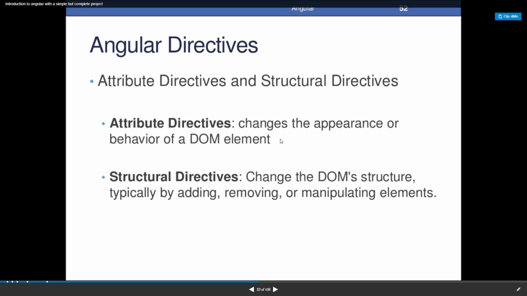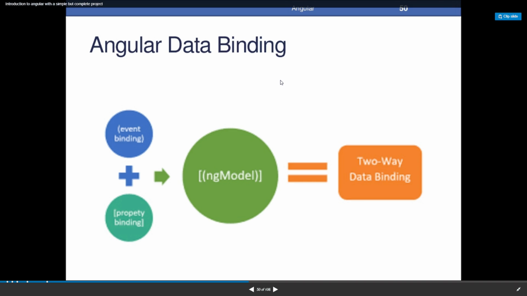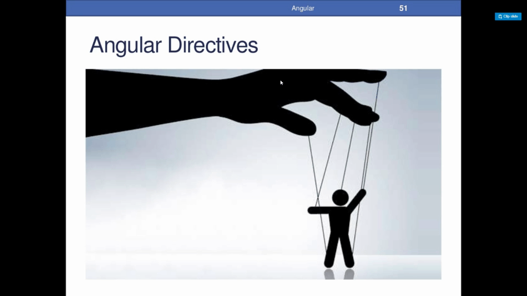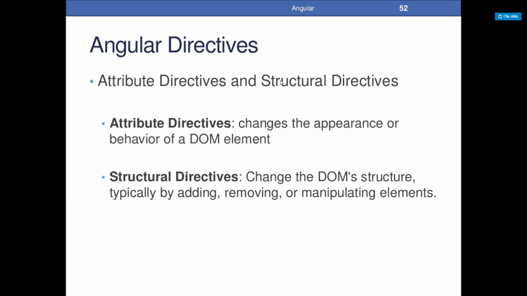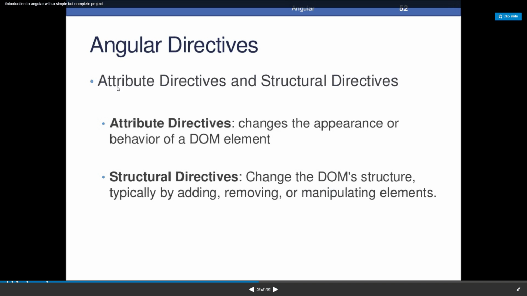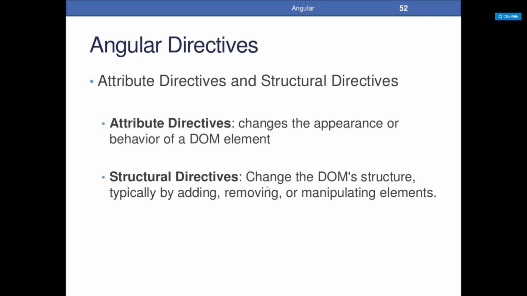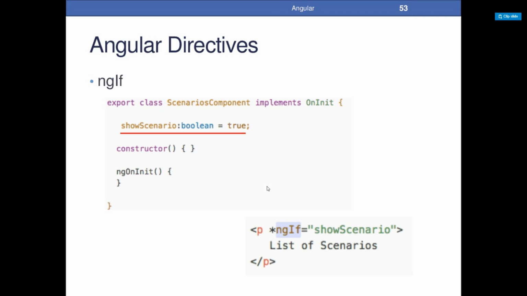Hello everyone. Let's continue our discussion with Angular. Previously we have seen what bindings are. Now we are going to see what Angular directives are. Directives are quite useful. There are two types of directives: one is an attribute directive and the second is a structural directive. An attribute directive changes the appearance or the behavior of the DOM element, that is, the HTML. And a structural directive changes the DOM structure, typically by adding, removing, or manipulating elements. So let's see them one by one.